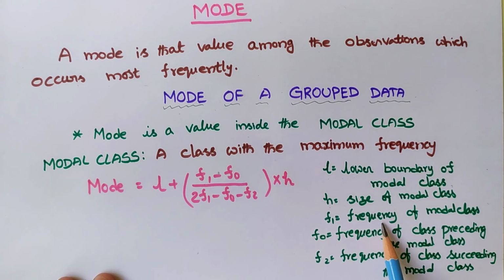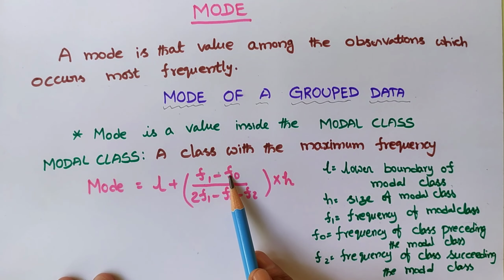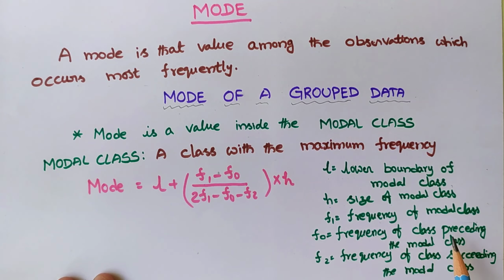Here F1 is the frequency of the modal class. F0 is the frequency of the class preceding the modal class. F2 is frequency of the class succeeding the modal class. Now we are going to solve some problems based on the formula.